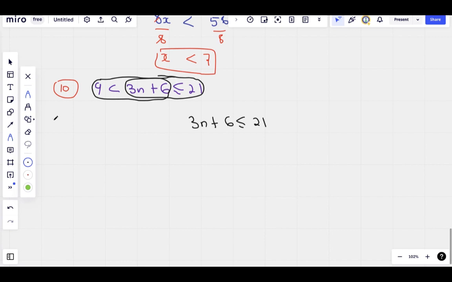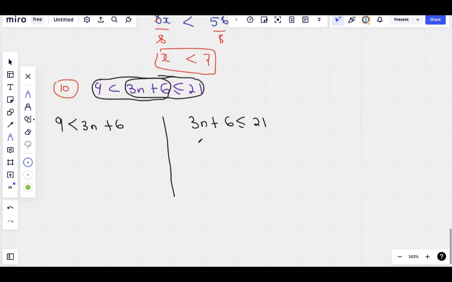On my left, I have 9 is less than 3n plus 6. So you see, I split this one into 2. This is called double inequality. I split it into 2, and then we can solve them. And then we merge them after we finish solving them separately.